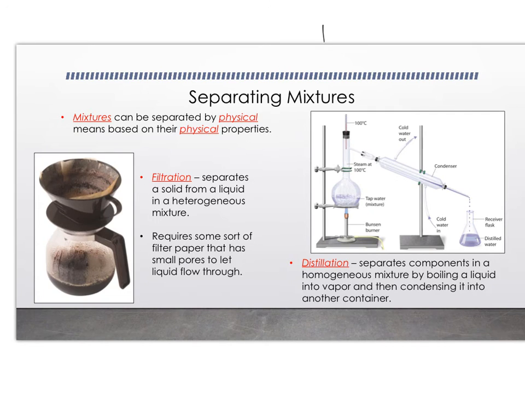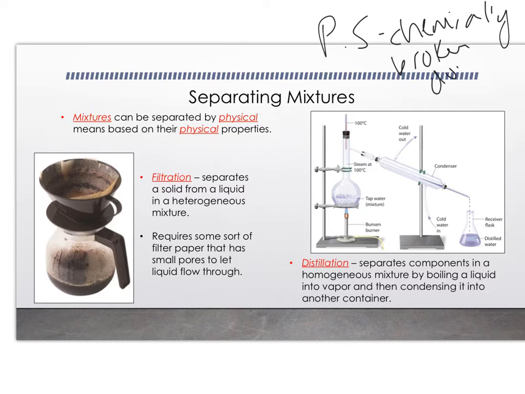So recall that pure substances can only be chemically broken down. So you can only break down the compounds back into elements. So you have to use some sort of chemical means to separate that side of the classification of matter flowchart. However, mixtures can be physically separated because, as the previous slide stated, they are a physical blend of two or more compounds. So we can separate mixtures by using physical means based on their physical properties.